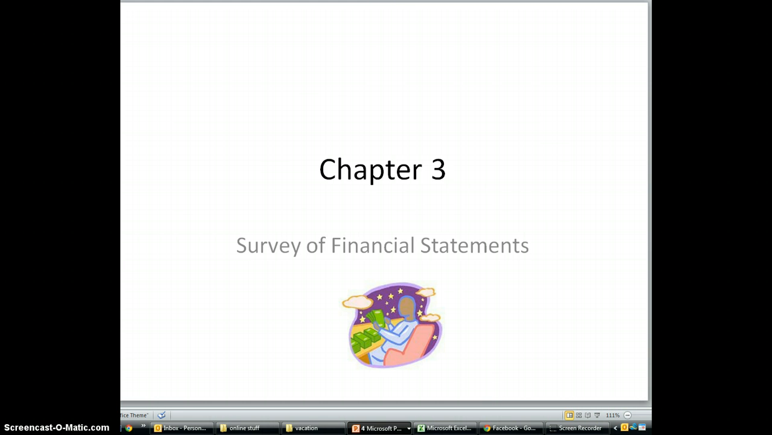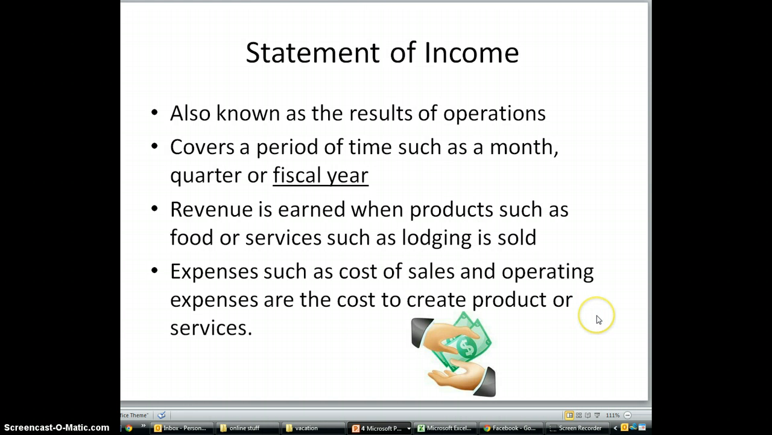So let's get started. We're first going to start with the statement of income. Sometimes this statement is also called the results of operations, and it really covers a period of time, such as a month, a quarter, or a fiscal year. A fiscal year is just what it says. Instead of being a calendar year, January through December, a fiscal year will have a different time period.